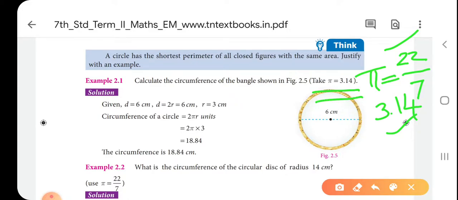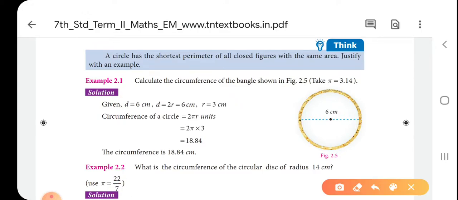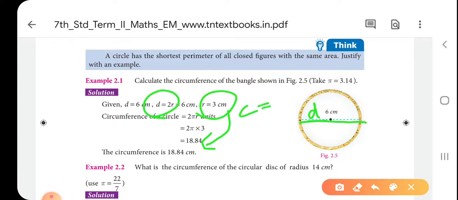So we have to take the pi value as 3.14. Now we will see this question. They have given the diameter, the total length through the center. They have given D equal to 6 centimeter. Here they have used D to find R, and from that R they found the circumference. We can use another formula. We know that C equals pi into D. So directly we can write the pi value 3.14 into our D, which is 6. When the diameter is given, we can simply do this.